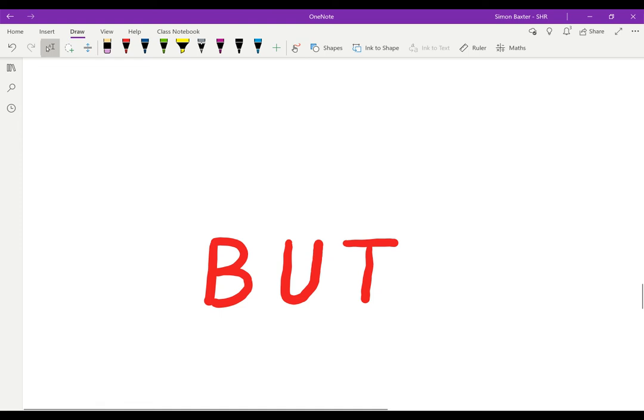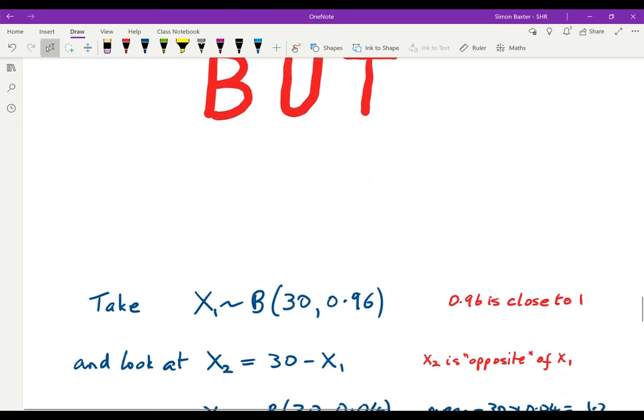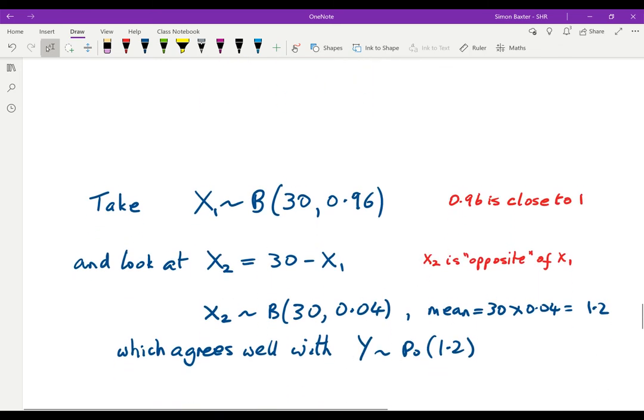But, and there's always a but. Let's look at this one. If we take x1 is binomial 30, 0.96, then very definitely p is not small. P is in fact close to 1. And this is one which you won't find mentioned very often. It's not mentioned in your textbook. A lot of people ignore it. And then they set a question on this in the exam and you fall down a great big hole.